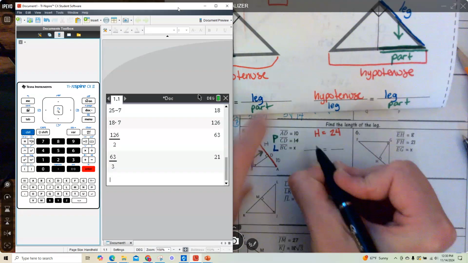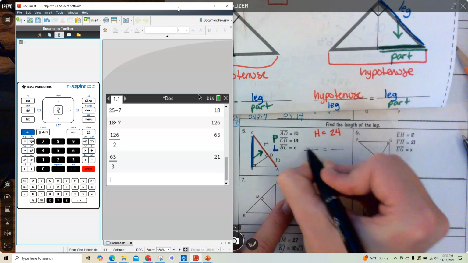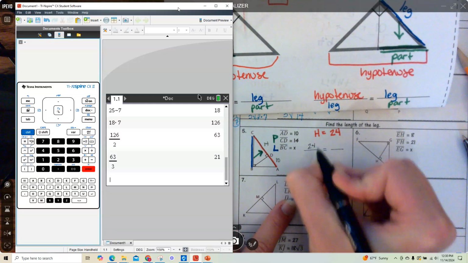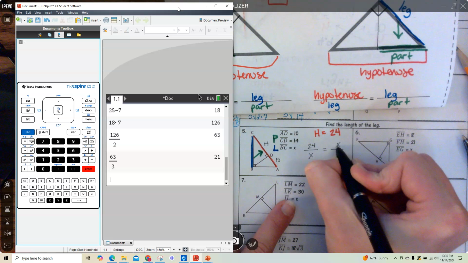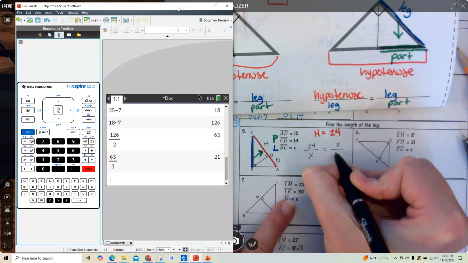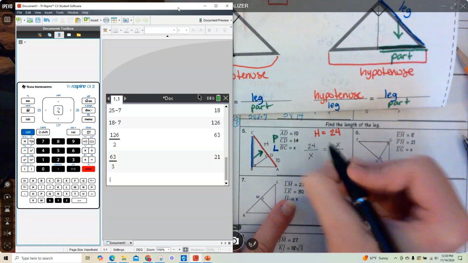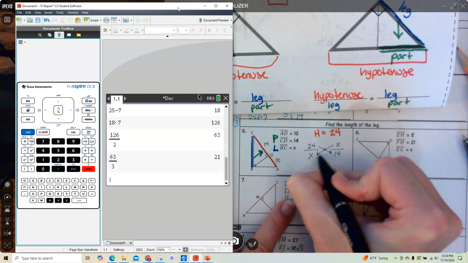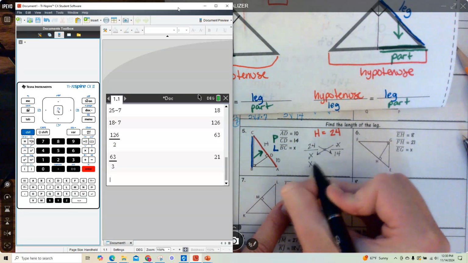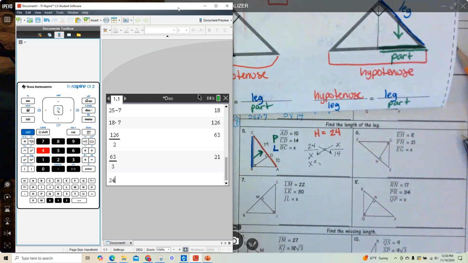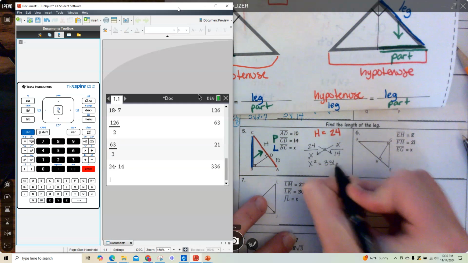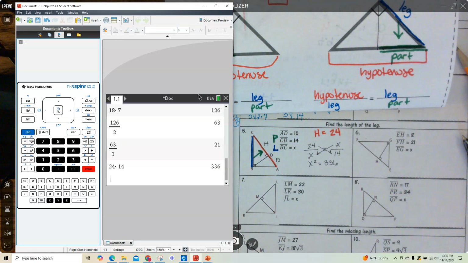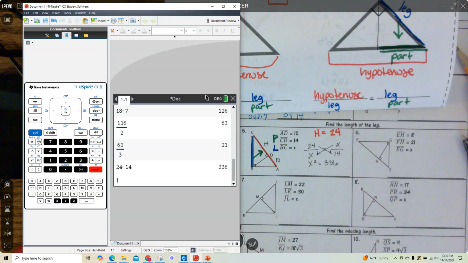All right, so I'm just using this. Hypotenuse goes on top, leg goes on bottom, leg goes opposite, and then part is 14. Cross multiply. X times x is x squared. 24 times 14 is 336. Check the square root.